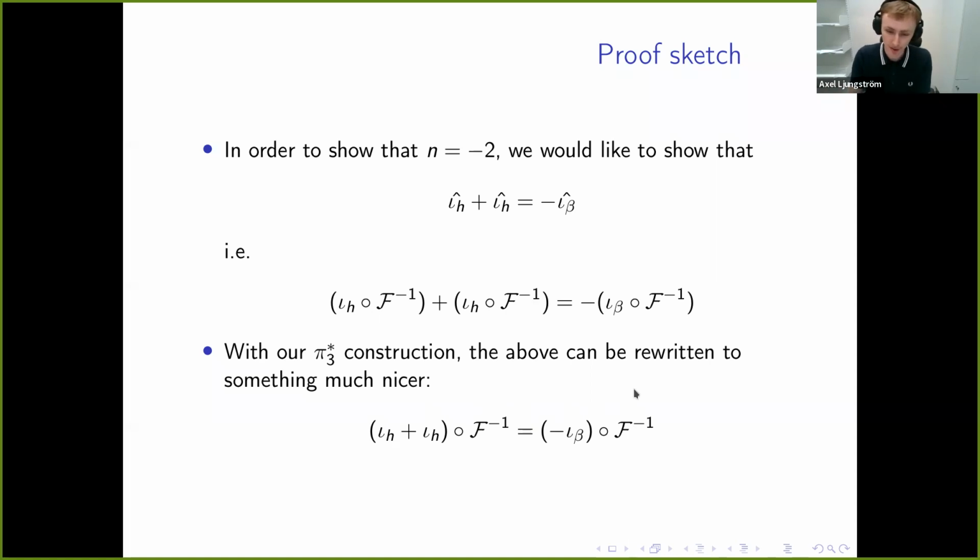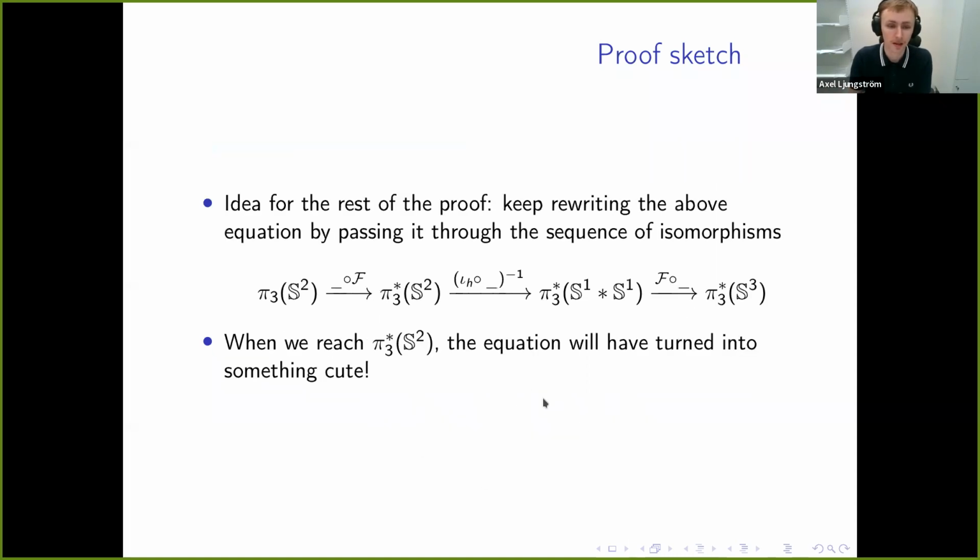What we're going to do now is look at this equation and start passing it through a bunch of isomorphisms until we get something nice. We start in pi 3 of S2. We move over to pi 3 star of S2, the weird homotopy group of S2, then to the weird homotopy group of S1 join S1, and over to the weird homotopy group of S3, along a bunch of isomorphisms. In the end, we will have something very solvable, very cute and nice to look at, unlike what we have right now. Okay, I'm just going to sketch how to do this.